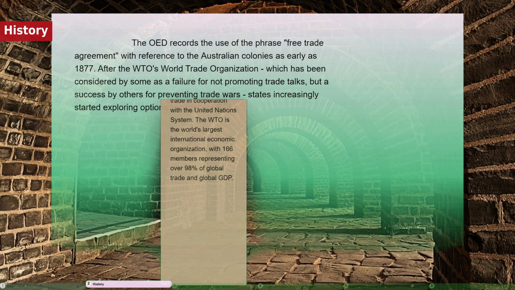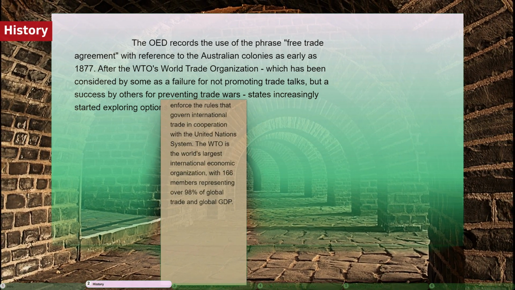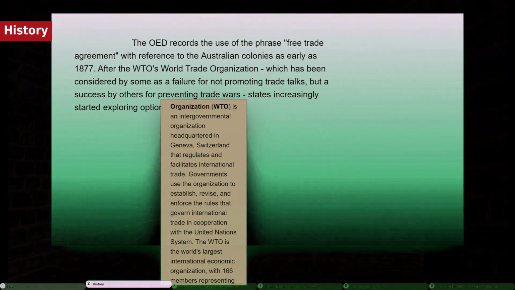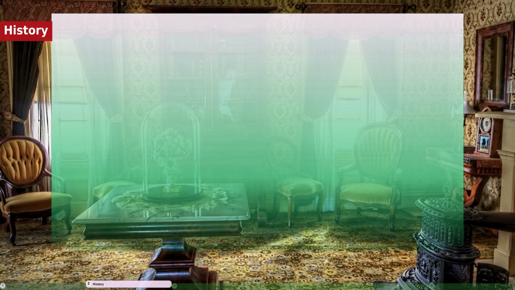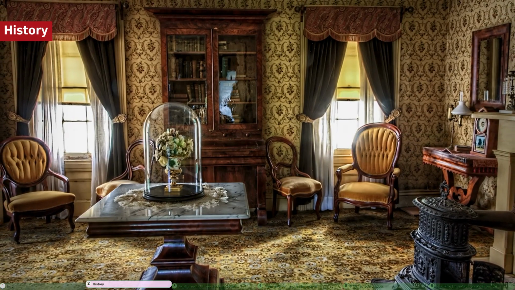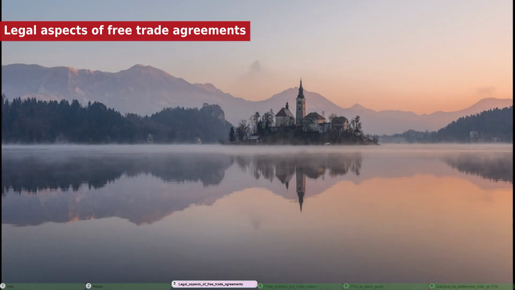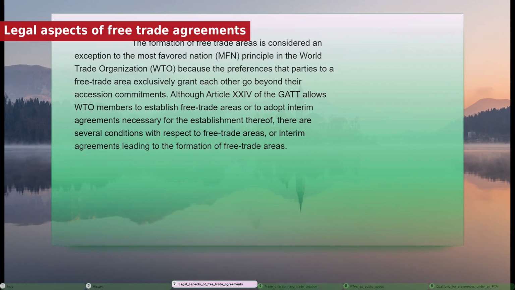That's fascinating, but why do some consider the WTO a failure? Some argue it has stalled meaningful negotiations, while others commend it for preventing trade wars. It's a double-edged sword. Speaking of legality, what legal framework surrounds these agreements?